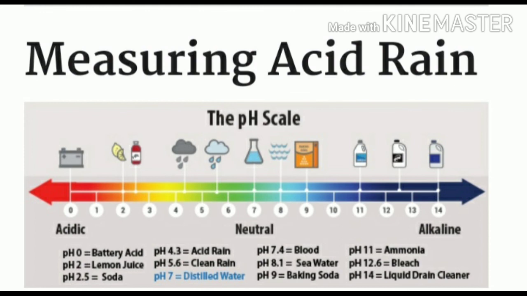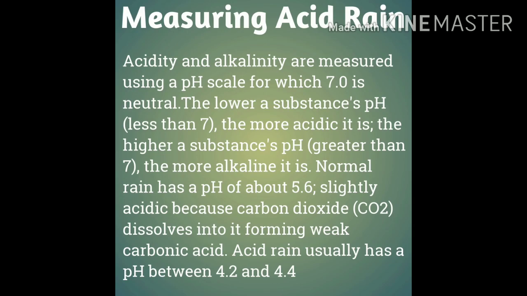Now we will see the measuring of acid rain, whether it is acidic, basic or neutral. Measuring acid rain. Acidity and alkalinity are measured using a pH scale for which 7.0 is neutral. The lower a substance's pH, meaning less than 7, the more acidic it is. The higher a substance's pH, meaning greater than 7, the more alkaline it is.